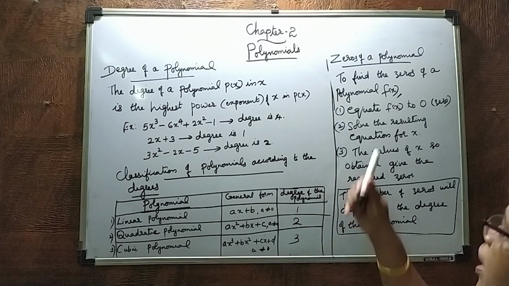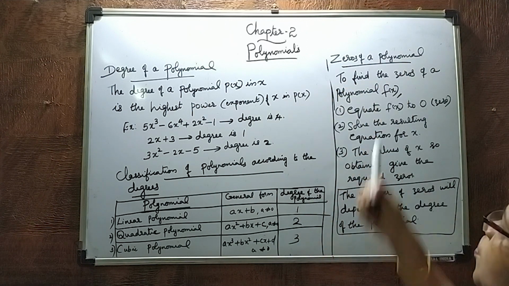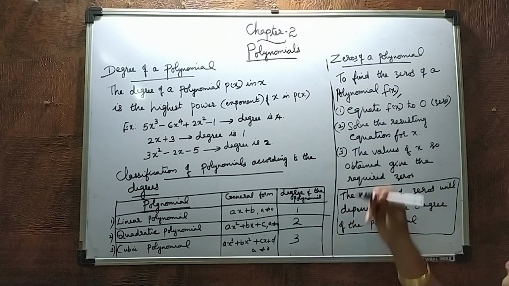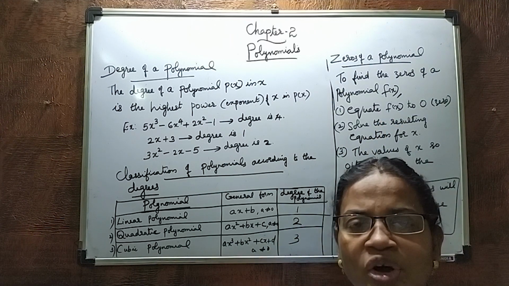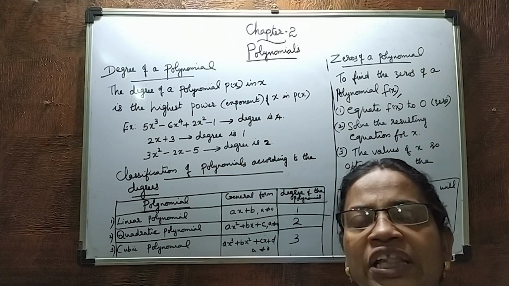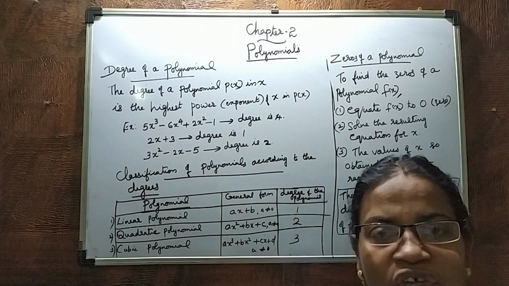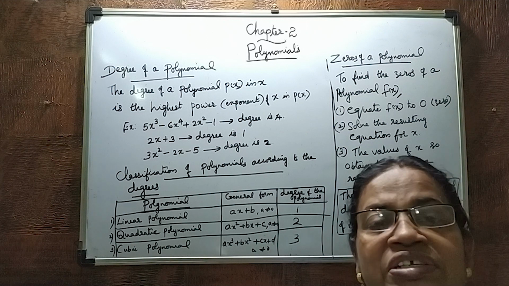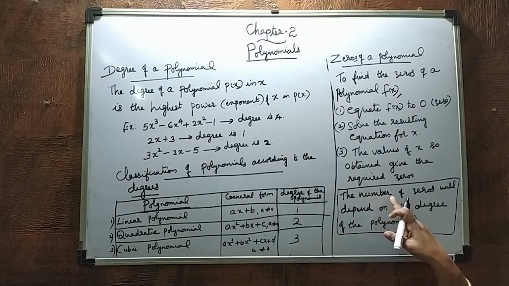The next thing you have to learn about is the zeros. This one you are going to learn now. Zeros of a polynomial. To find the zeros of a polynomial f of x, equate f of x to 0. First they will give you one polynomial. You have to find out the zero. For the linear polynomial they will ask you to find out the zero of a polynomial. For the quadratic and cubic, they will ask the zeros of the polynomial.